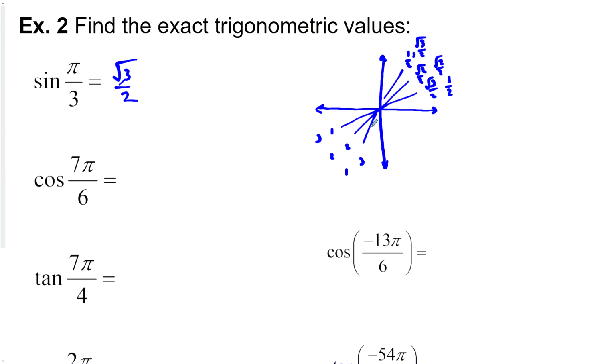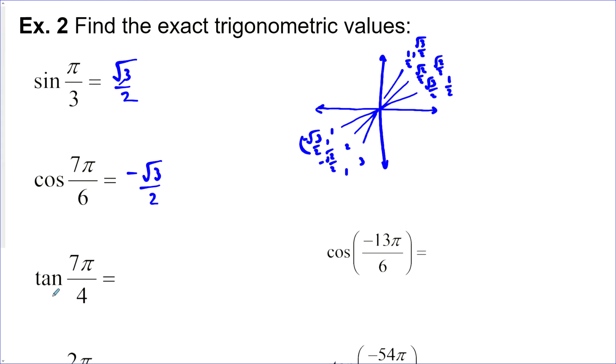And we're doing this one here, so we take the square root, divide by 2. And this is negative, so all these ones are negative. And we're looking for this negative root 3 over 2.